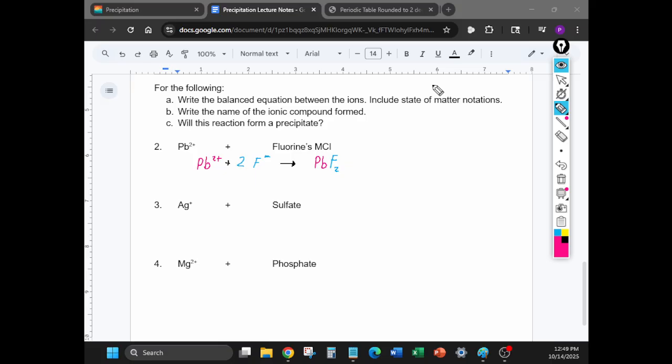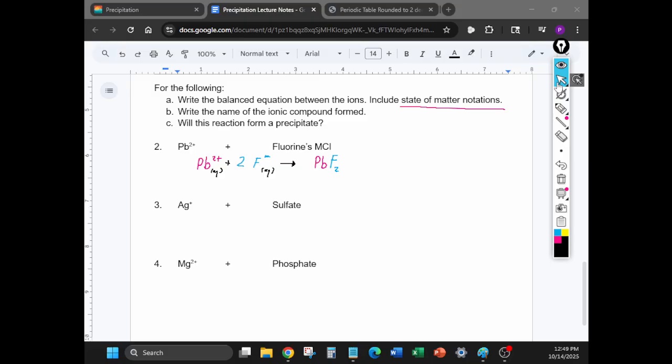Now, today we learned that we have to add the state of matter notation, so basically whether it's aqueous or whether it's a solid. We said that everything on the left side of the arrow is going to be aqueous. So on the left side, we're just going to write AQ next to Pb and AQ next to fluorine.